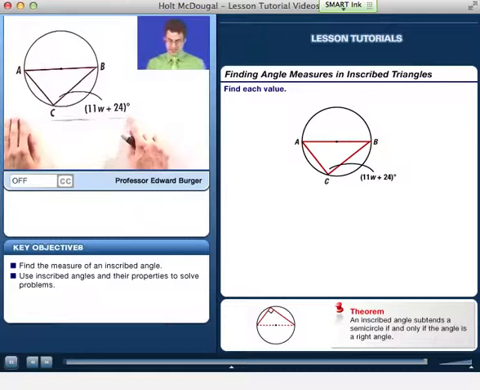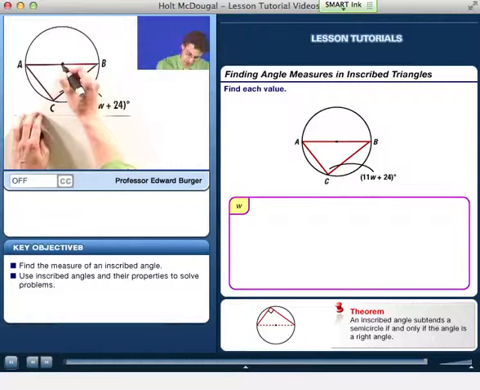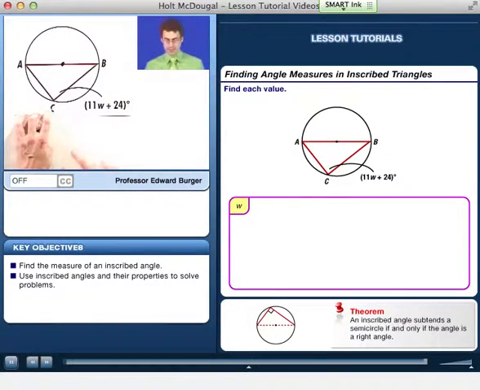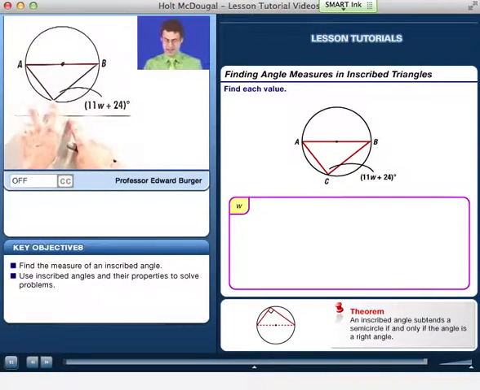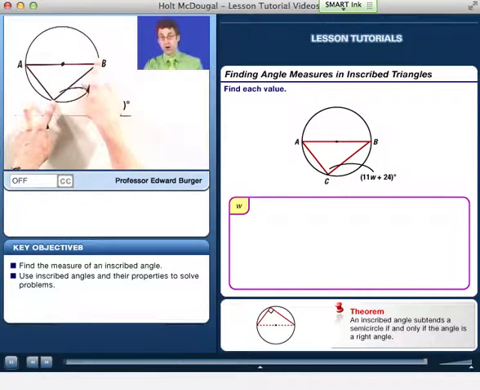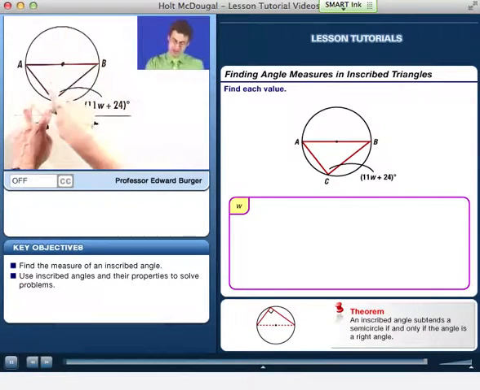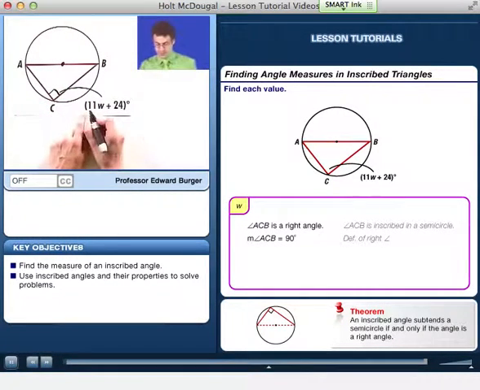So, this question asks us to find W. When you look at this picture, it looks like we don't know too much, just that this angle is given by 11W plus 24. But if you look closely, you see that there is the center of the circle, and so I see that, in fact, this is a diameter. This is a chord going to one end of the diameter. This is a chord going to the other end of the diameter. I see, therefore, that this arc is a semicircle, and so I know that its measure is 180, which automatically tells me that this has to be a 90-degree angle. It's a right angle. So therefore, this thing equals 90. And so now I'm home free.